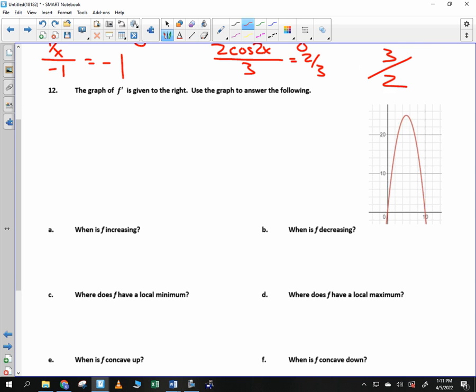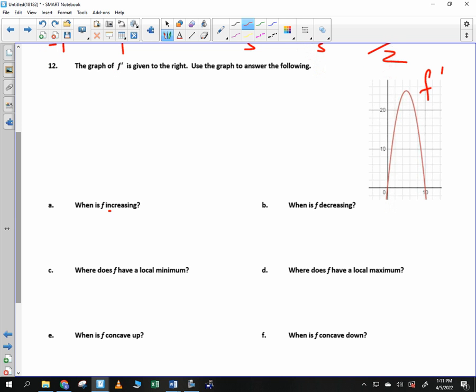Okay, a graph of f prime is given to the right. Use the graph to answer the following. This is f prime. Who can tell me where f, the original function, is increasing? Why? Because that's where f prime is positive.